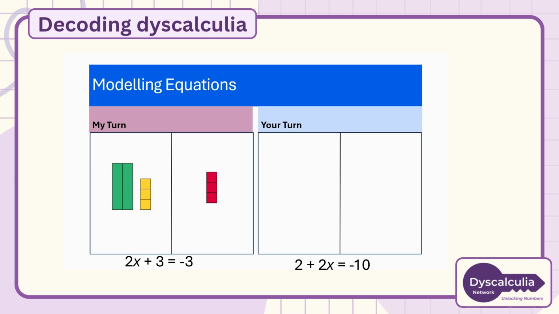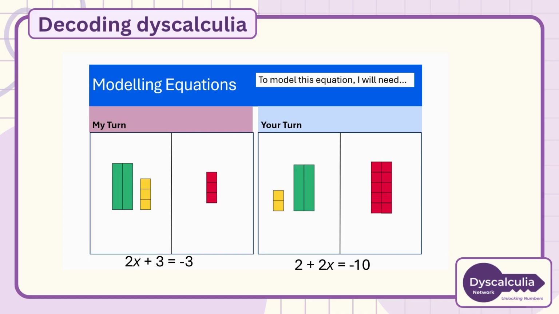Now it's your turn. Here's your equation, 2 plus 2x equals negative 10. Can you model this using algebra tiles? Use the prompt, to model this equation, I will need. Pause the video while you have a go.